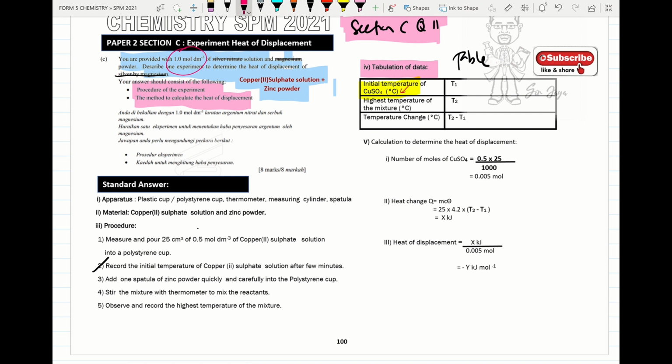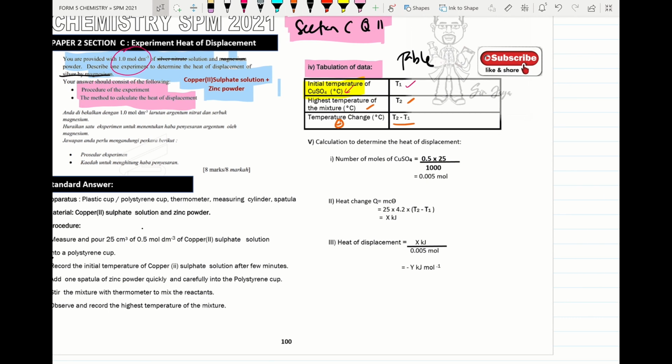placed here. All right, so we put a symbol T1, and the highest temperature in the procedure. So observe and record the highest temperature, so we put it here. And the temperature change, or theta, we can put T2 minus T1. All right, so calculation to determine the heat of displacement.